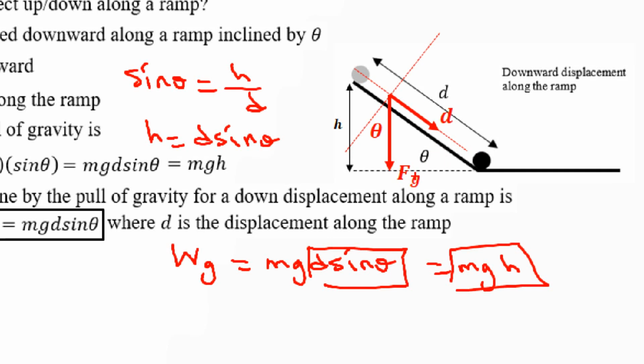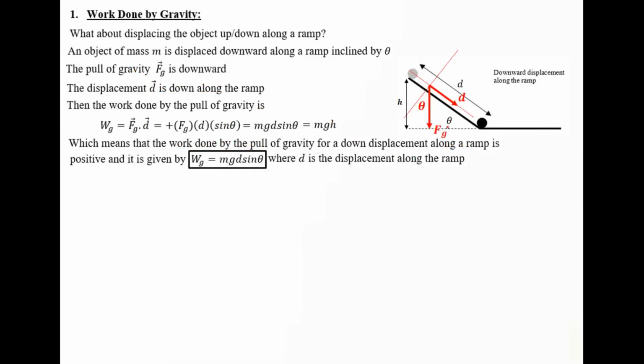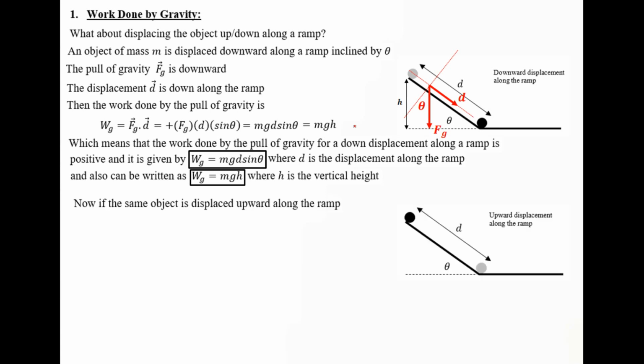And here, as you can notice, independent of the path that we follow, the work done by the pull of gravity for any downward motion, independent of the path, would be mgh, where h in this case is the vertical height.